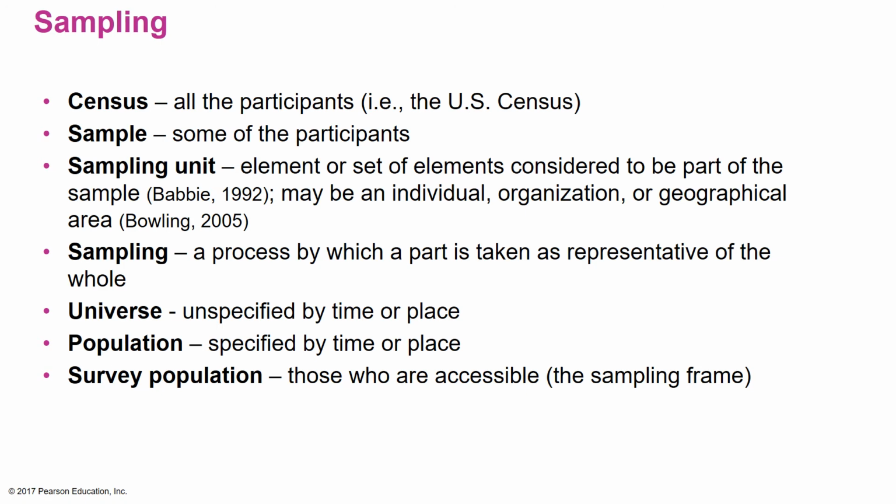Okay, universe or universal, unspecified by time or place. So it's just all instances of individuals. Population, specified by time or place. So now you're narrowing down from the entire potential population or universe into a defined population. And then the other thing you have to consider is your survey population, those who are accessible. So maybe you have a population that you're interested in, college students, but you're only able to collect data from college students on the Boca campus of FAU. So now your survey population takes on additional characteristics of not only being a college student, but attending FAU on the Boca campus. Again, you always have to consider, okay, I'm going to get results from this sample. How far can I generalize those results to a larger population?